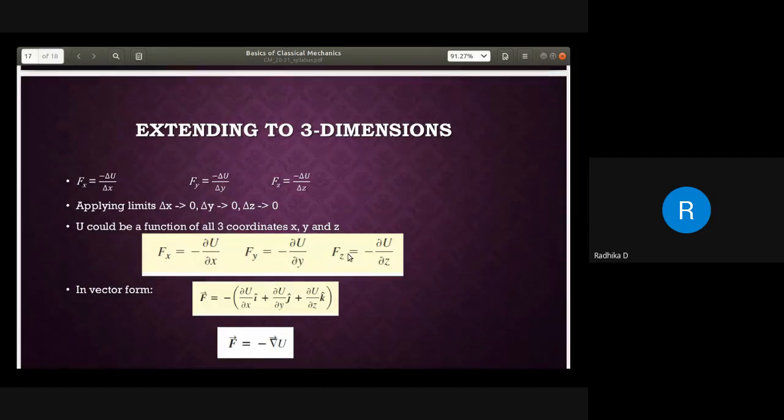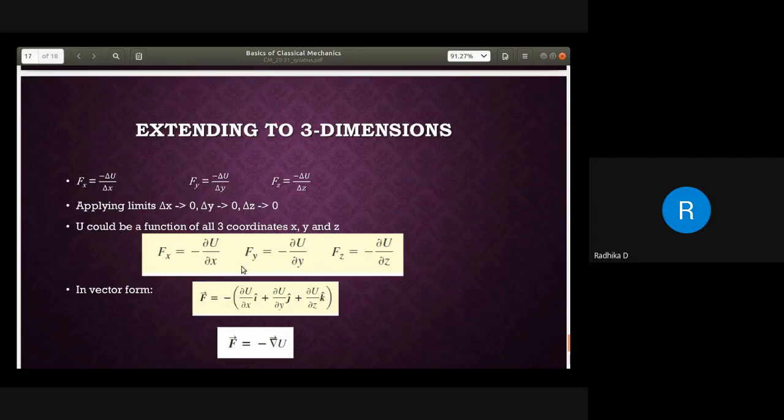So how do I put them as a vector? If I want a vector form, I just add all these things and assign the unit vector in all three directions. That is minus ∂U/∂x into unit vector i, minus ∂U/∂y into unit vector j, minus ∂U/∂z into unit vector k, and add them all together. I can take the minus sign outside. I will get conservative force in vector form: vector F is equal to minus of a big bracket, ∂U/∂x into unit vector i, plus ∂U/∂y into unit vector j, plus ∂U/∂z into unit vector k.